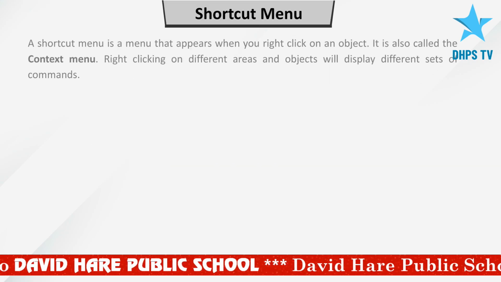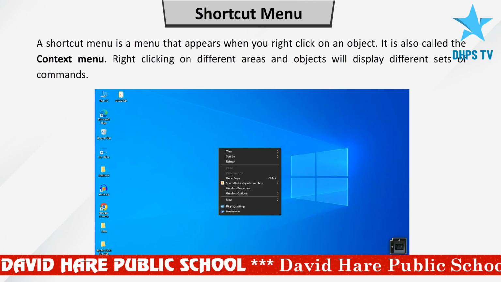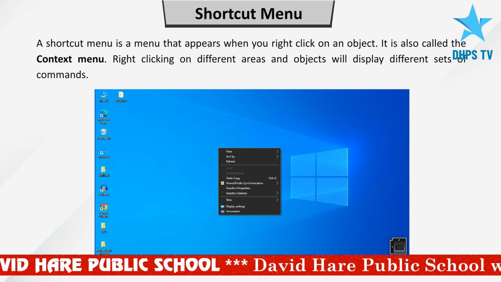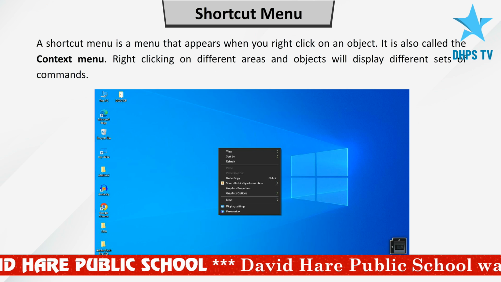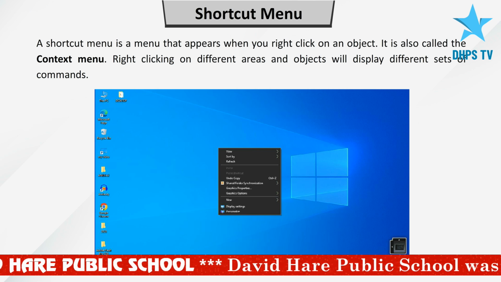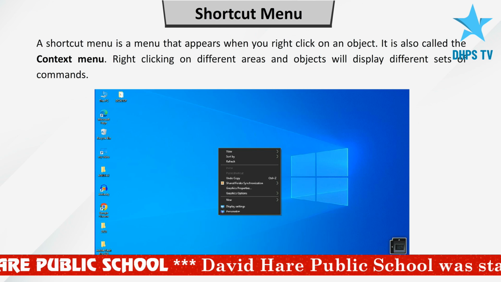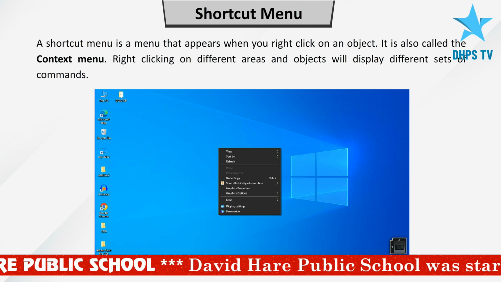Shortcut menu. A shortcut menu is a menu that appears when you right-click on an object. It is also called the context menu. Right-clicking on different areas and objects will display different sets of commands.